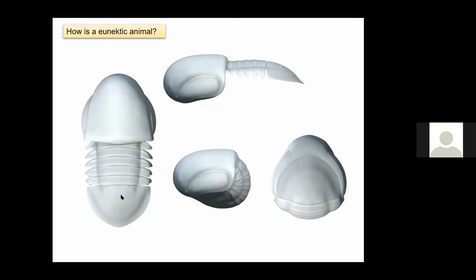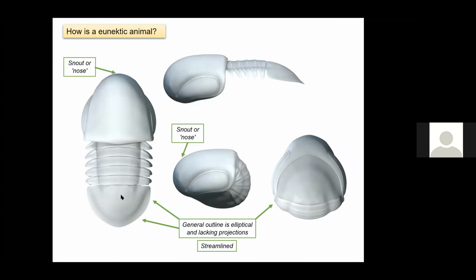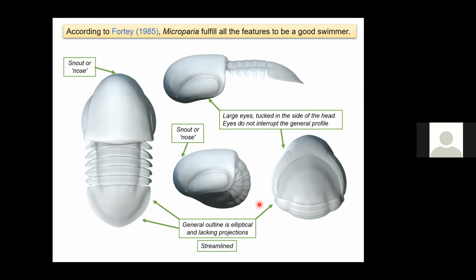Okay, but what is a nektonic animal, a real swimming animal? Well, its general outline is elliptical and lacking projections, so it's streamlined. We can see that the snout or nose is very small in this case, but in other cases it is very elongated, very efficient to reduce the drag. And also we can see that the eyes in the case of trilobites are tucked in the side of the head, so the eyes don't interrupt the general profile of the trilobite, as we can see here. So the eyes are in a very good position to keep good hydrodynamics. So according to Fortey in 1985, Microparia fulfilled the features to be a good swimmer.